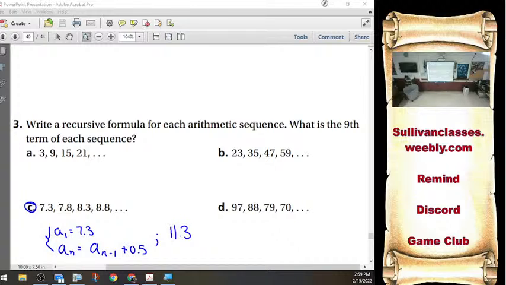Math. Was it the harder sheet than the ninth one? I just kept adding 0.5. That seems so tedious. Exactly. Which is why we're going to get explicit formulas. Recursive are easy to write, annoying to find. Explicit are annoying to find, but easy to write.